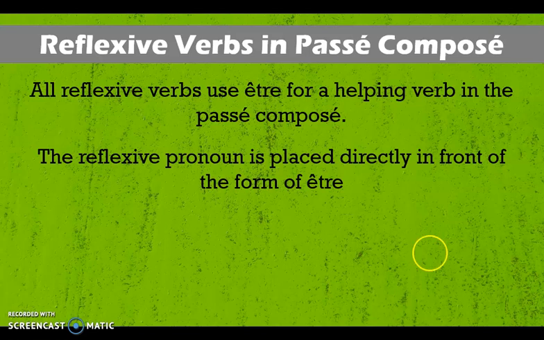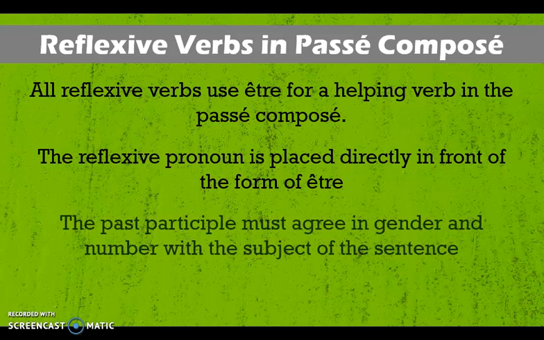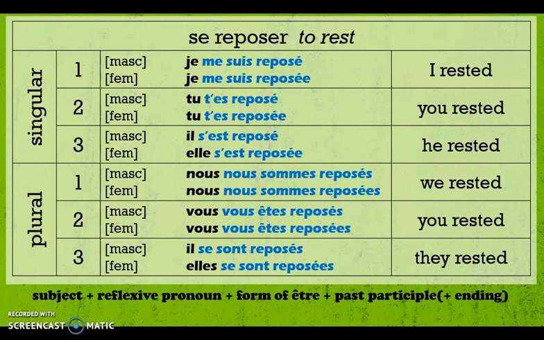The reflexive pronoun is placed directly in front of the helping verb or the form of être. And the past participle, because it's conjugated with être, the past participle must agree in gender and number with the subject of the sentence. That's normal for verbs that are conjugated with être in the passé composé, and here we go. All right. Notice I've given you two forms for each one if the subject is masculine, one if the subject is feminine. We have our singular and plural, our first, second, and third persons in each one of those.